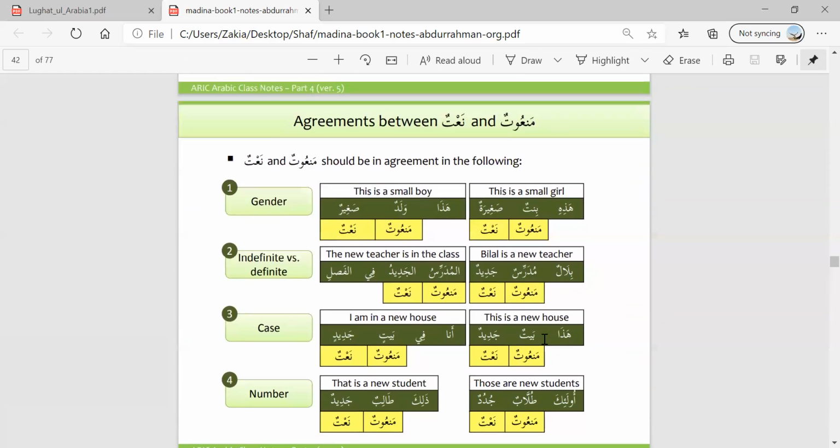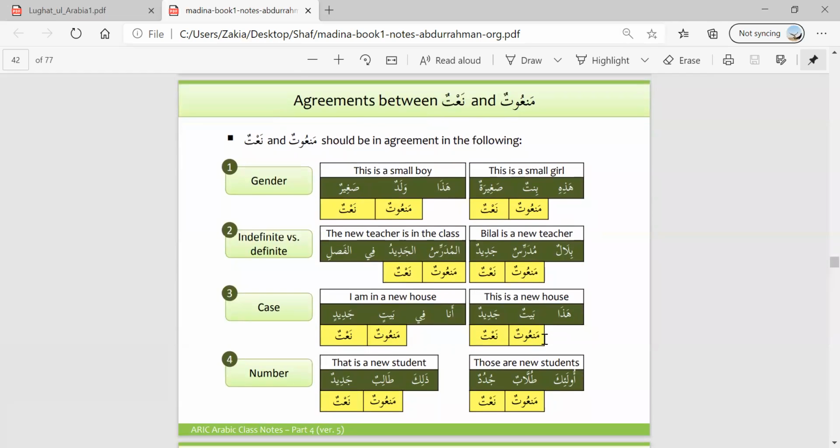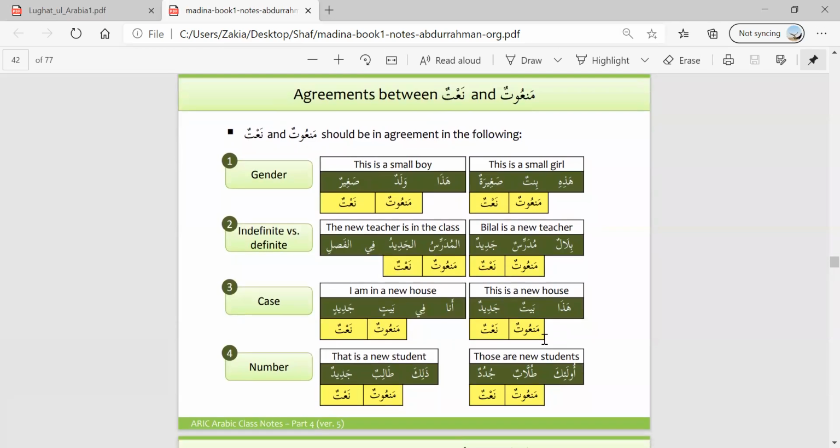There must be agreement between na'at and man'utun, and they should agree in the following. Gender is number one. Number two is indefinite versus definite. When you have something that's indefinite, it should continue with that same rule. So here you have jadidun, because it says mudarrisun jadidun. Here you have al-mudarrisu al-jadidu. So you have al here, which is definite, and indefinite is with the double voweling, and here it tells you grammatically what they are.